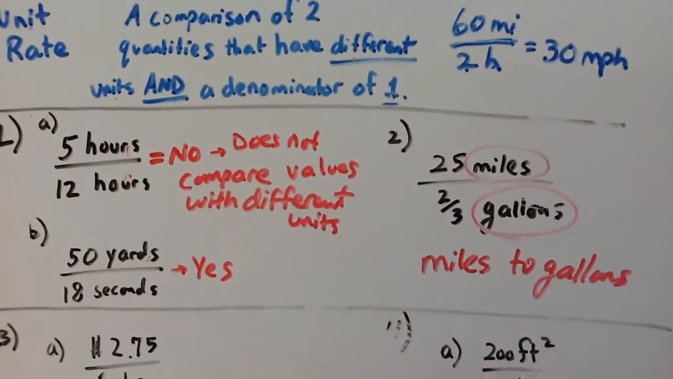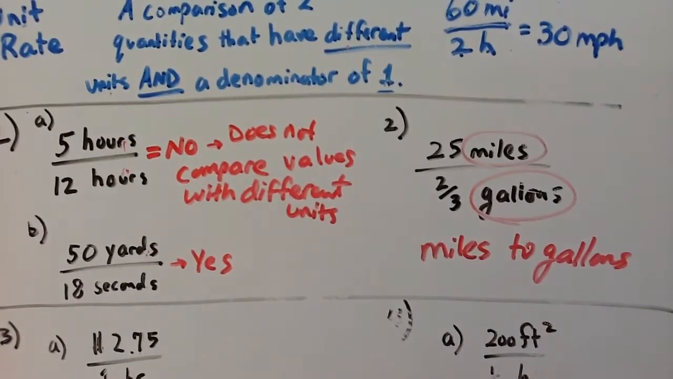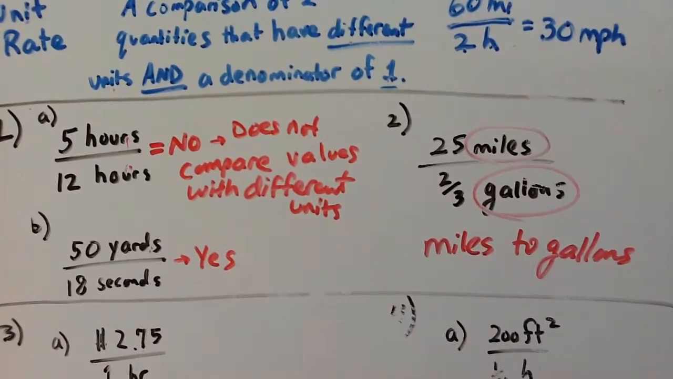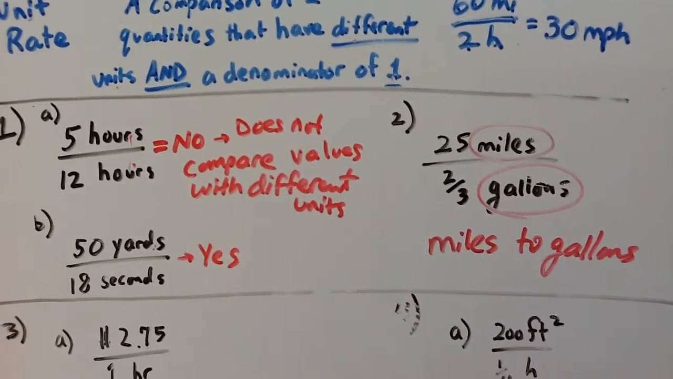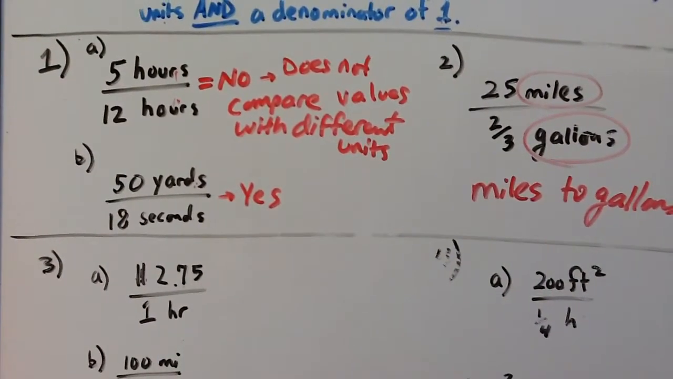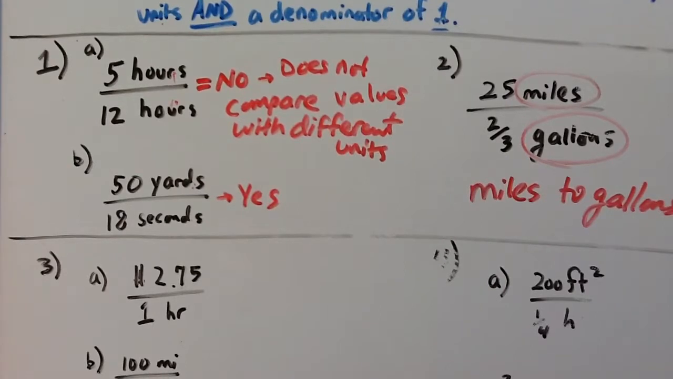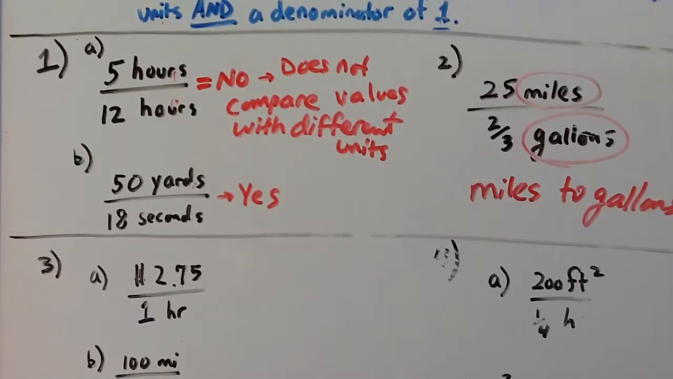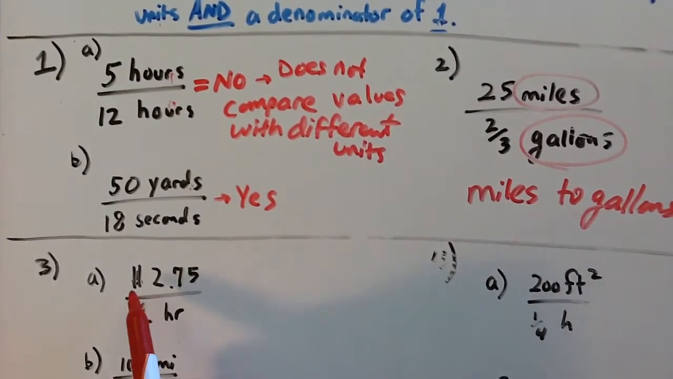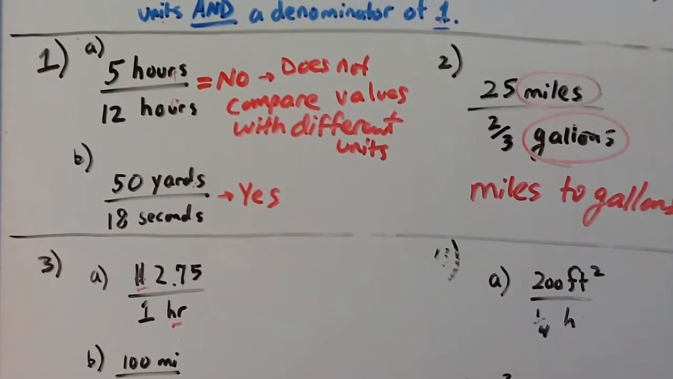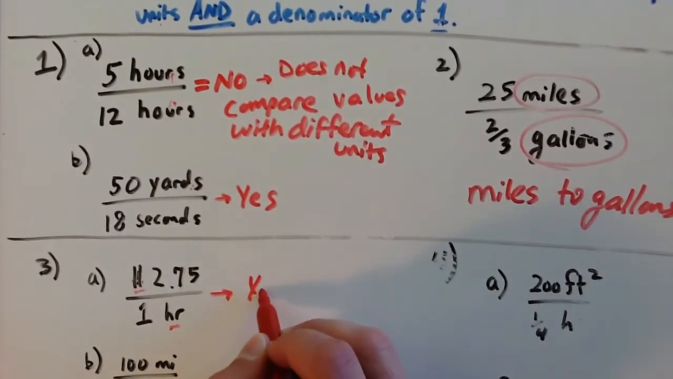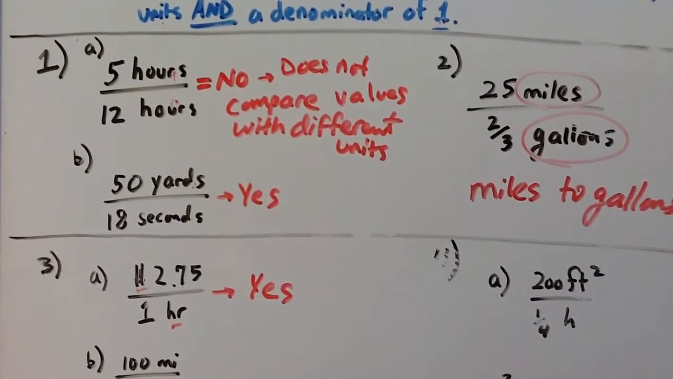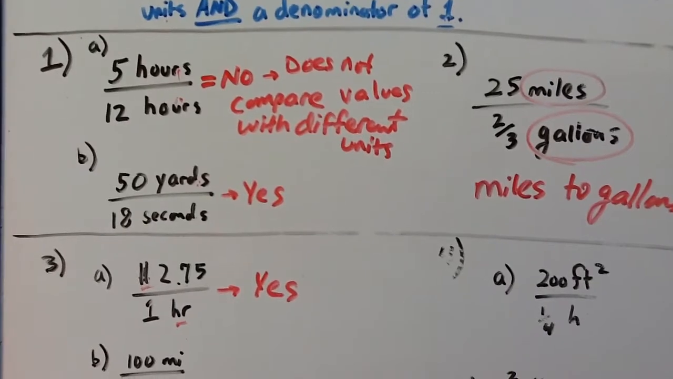Okay, number 3, we were asked, write yes or no to tell whether each rate is a unit rate. If a rate is not a unit rate, then we need to rewrite it as a unit rate. Okay, so number 3, part A, is this a unit rate? Well, first off, are we comparing different units? Well, I see I'm comparing dollars to hours. So yep, I'm comparing different units. Is the bottom number 1? Yes, it is. So this is a unit rate. I make $2.75 per hour.